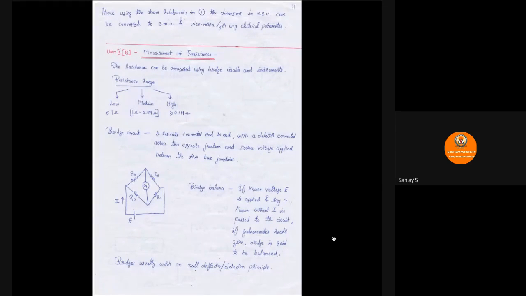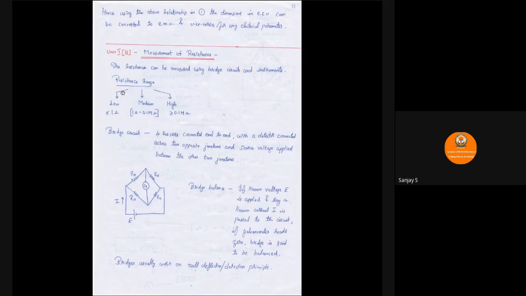So coming to measurement of resistance, generally when we try to measure resistance, we'll be using something called bridge circuits, and also we'll be using instruments. So let us see what is a bridge circuit, and then we'll also study about instruments like Megger. So before starting the measurement of resistance, we should know the range of resistance that you're going to measure.